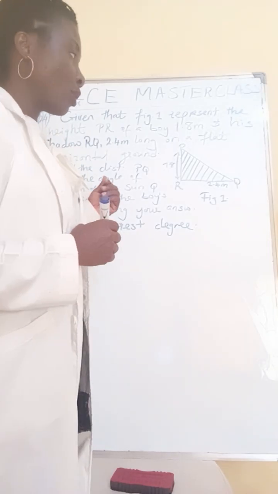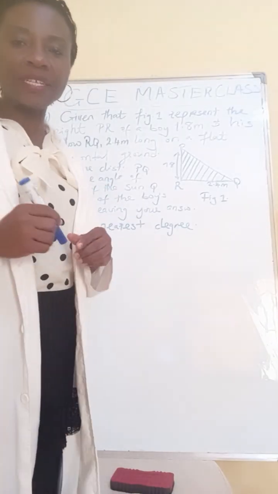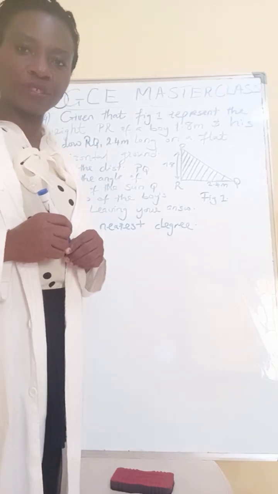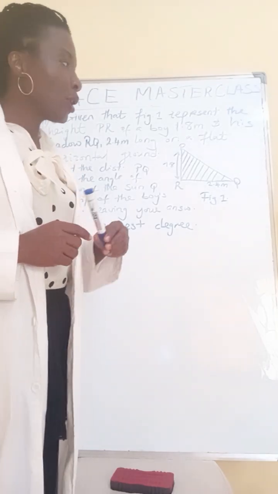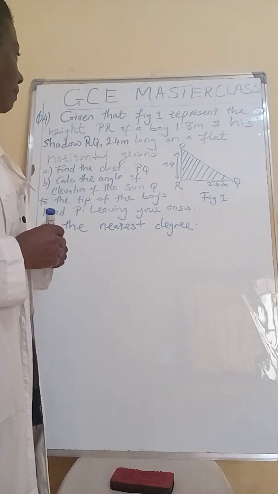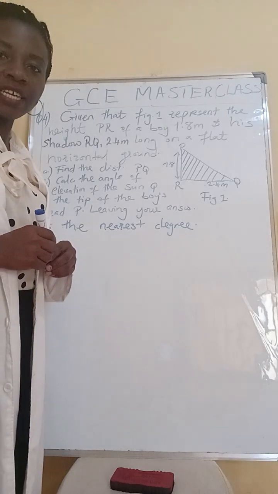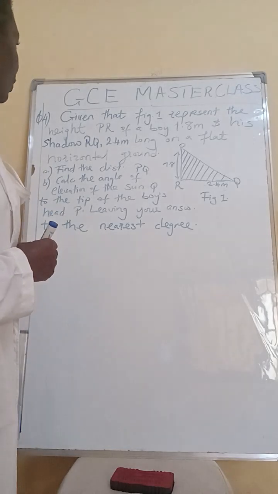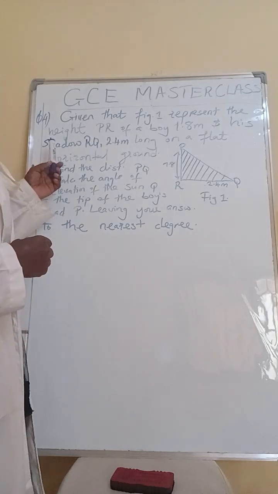Today, we are continuing with our math revision questions on the past GCE questions, okay? So, today we are solving Math Paper 2 GCE 2023 question 4. Okay? So the question goes like this.